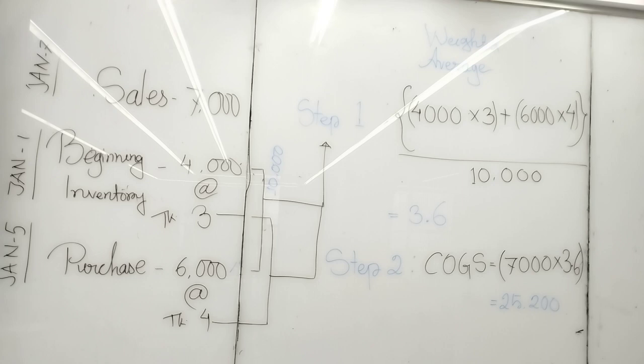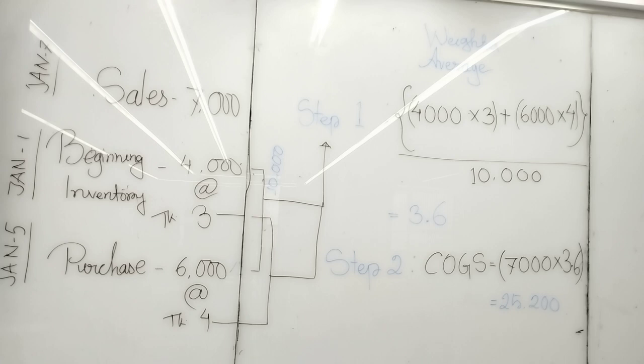And in step 2 we have to multiply that rate with the number of units of sales, which is 7,000, and we can derive from that 25,200 taka of cost of goods sold when we sell 7,000 units of products or inventories.